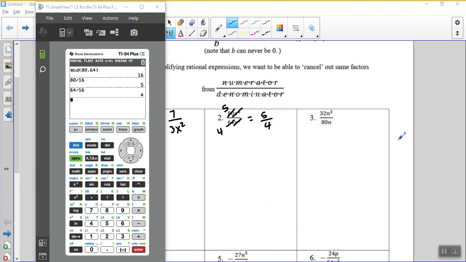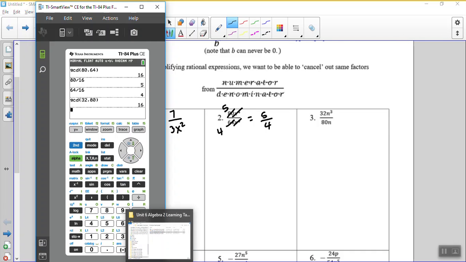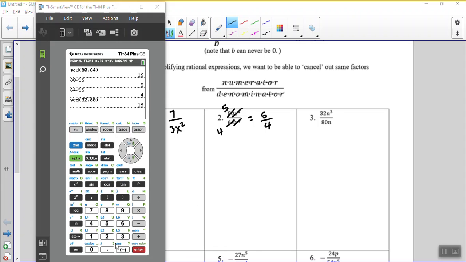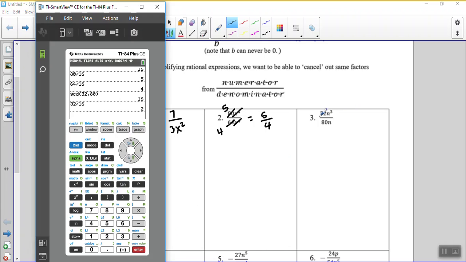Okay, all right, let's look at 32 and 80. Let me try this again. I like this, it kind of just gives you a heads up. So we do 32 here, 80 here. Let's see what goes into 32 and 80. 16 again, which means that 32 divided by 16 is 2. And then 80 divided by 16, we just did it here, which was 5.